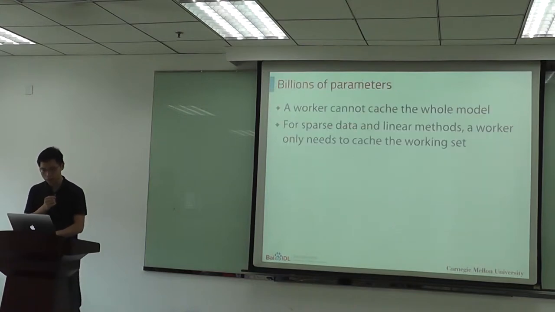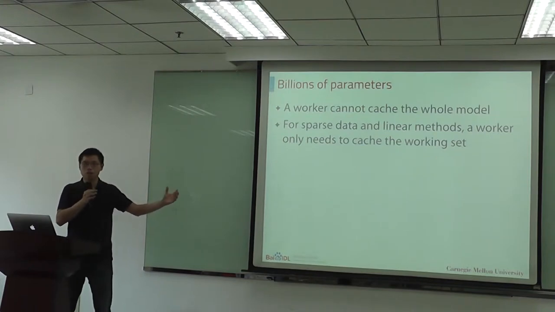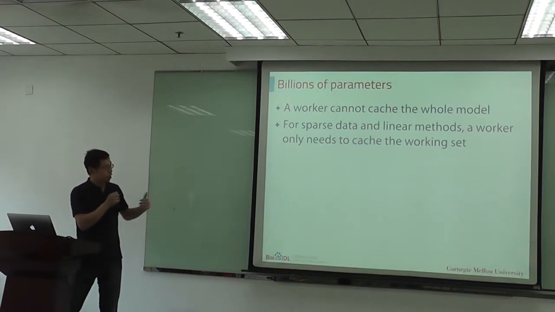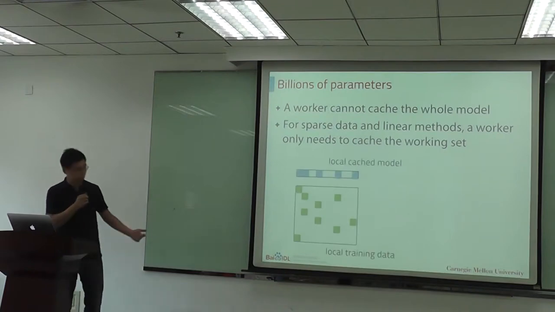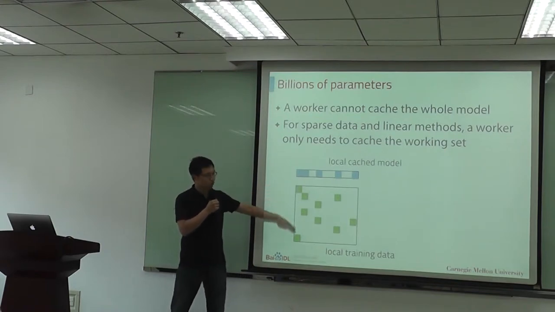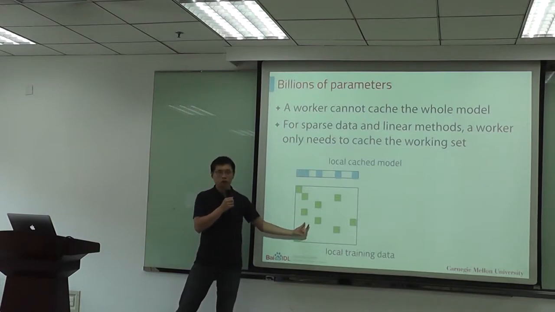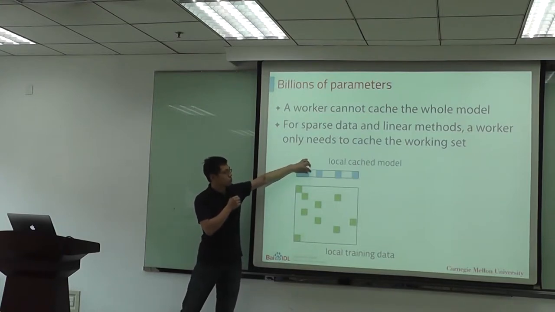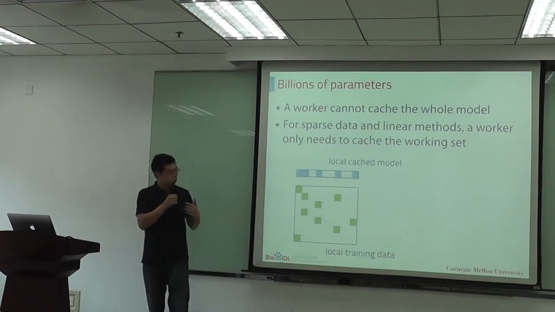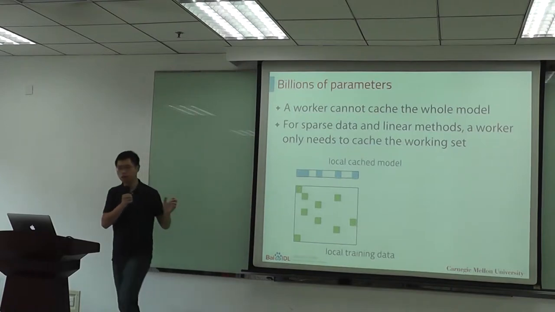And here's the trick. If you have really a lot of features, what you have is sparse data. You cannot get dense data if you have billions of features. So definitely you have sparse data. But here's the example. This is the part of data you get from a worker. You only get a few rows, and because of that, there are a lot of columns for which you do not have values. If you do not have a non-zero value for a column, you don't need to store that part of the model. So what you only need is the non-zero features you have. This is the working set of this worker.